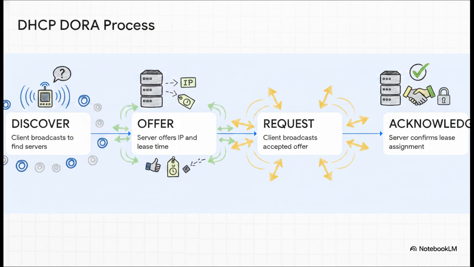Next is the offer. A server hears this and replies with a proposed IP address and a lease time. Then your client sends a request, broadcasting its acceptance of that specific offer. It does this as a broadcast, so if multiple servers made offers, they instantly know theirs were rejected and can take their IPs back. Finally, acknowledge. The server confirms the lease, and boom, you are officially on the grid.